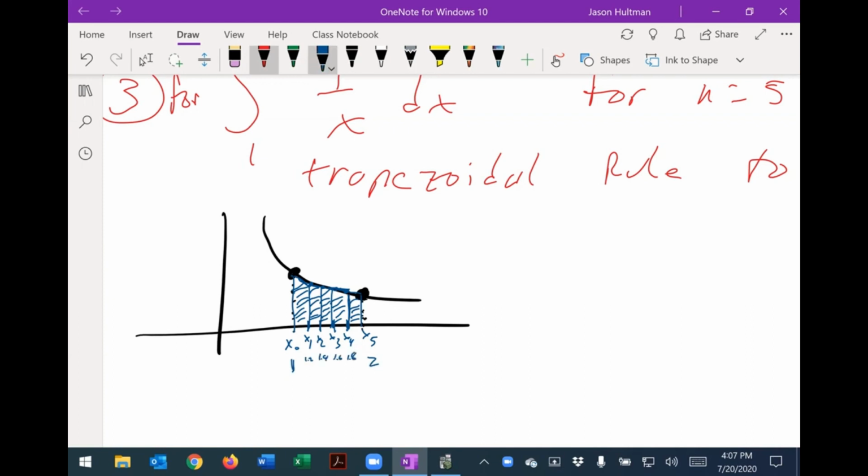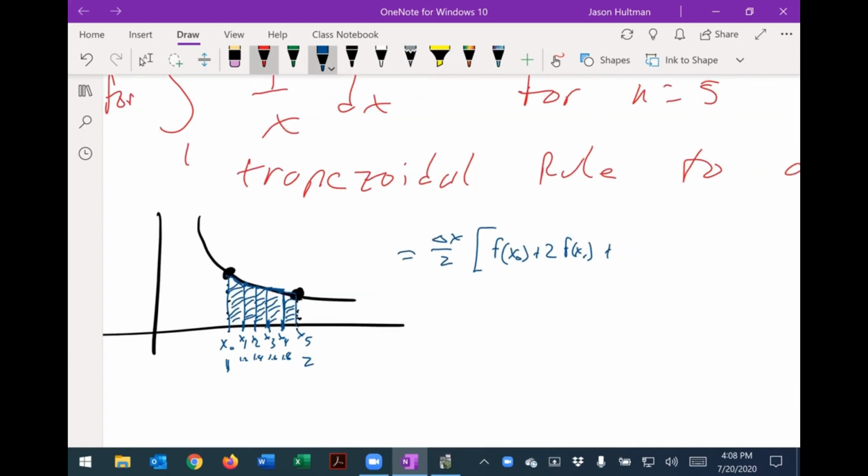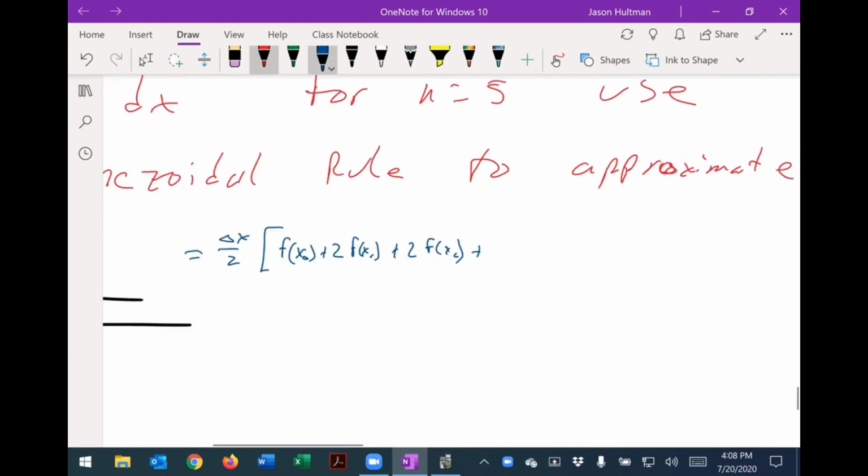And so, again, what does the trapezoidal rule say? It says delta x over 2 times f of x sub 0 plus 2 of f of x sub 1, plus 2 of f of x sub 2, plus 2 of f of x sub 3, plus 2 of f of x sub 4, plus 1 of f of x sub 5.